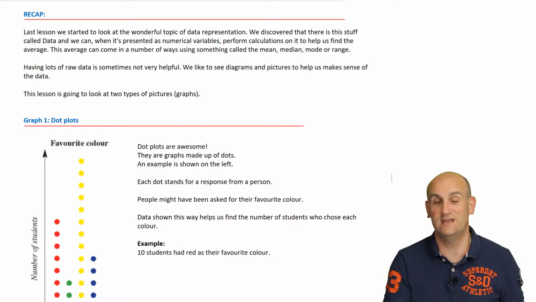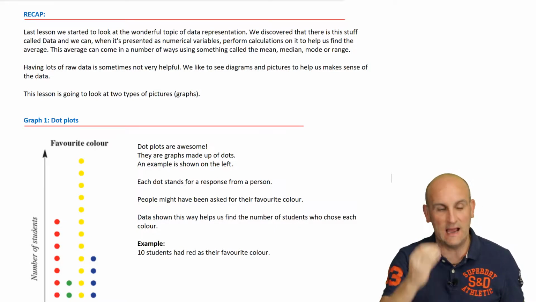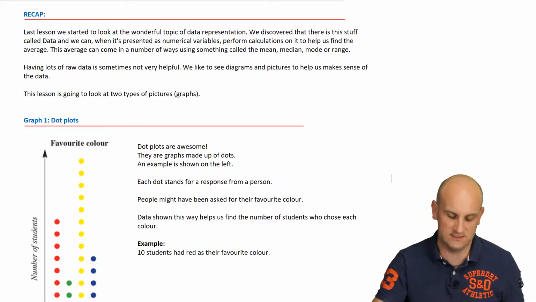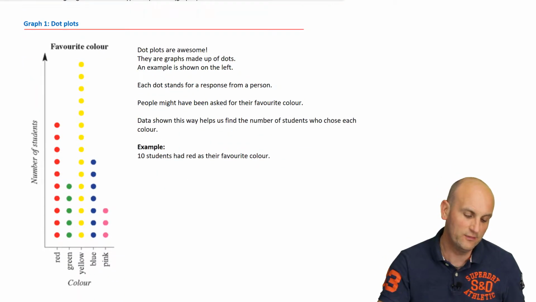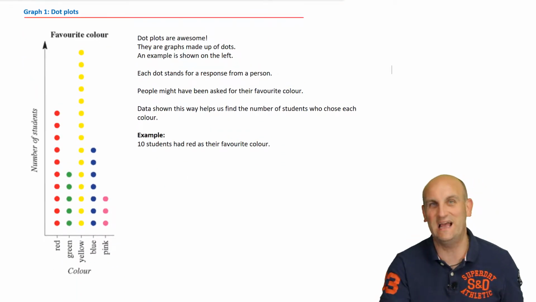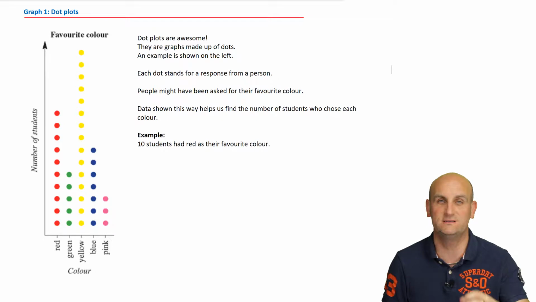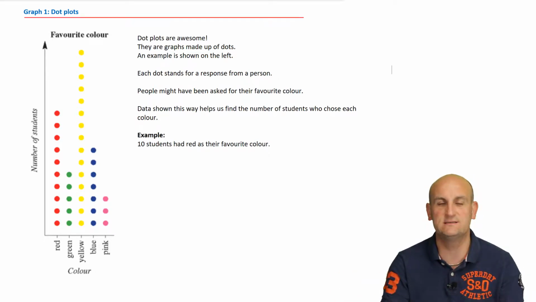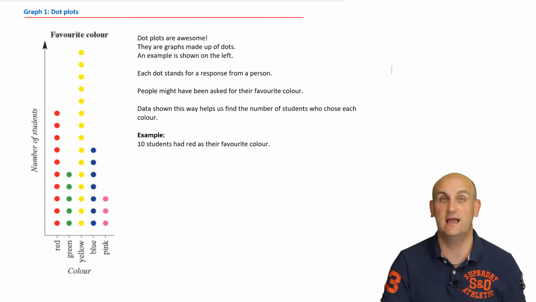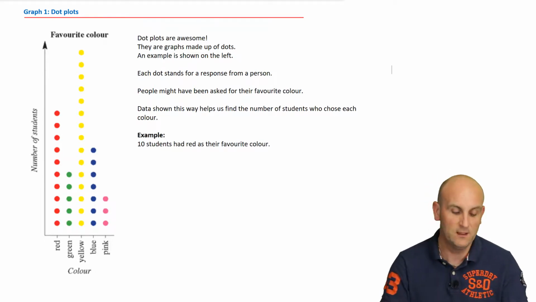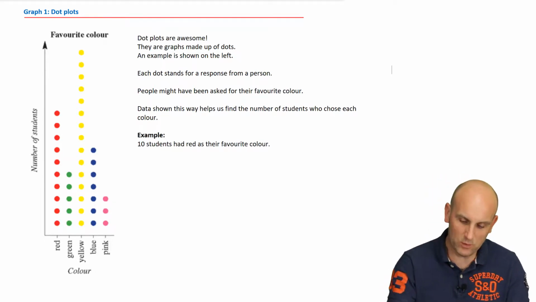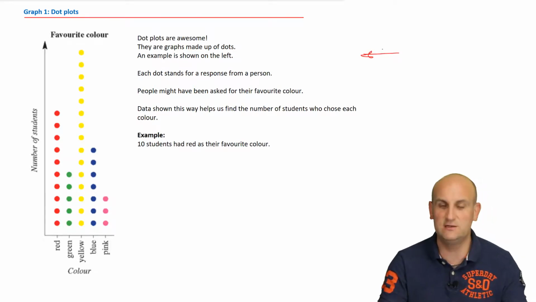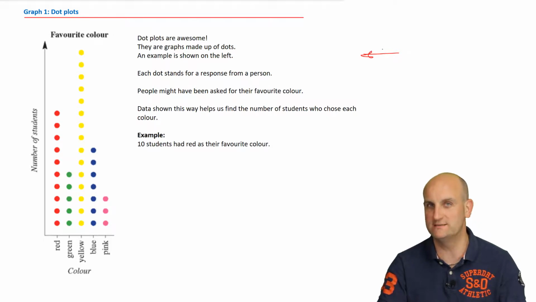But having lots of raw data isn't necessarily important to us. Our brains like color, they like pictures. And so, ladies and gentlemen, this video is going to be doing exactly that. It's going to look at how we can put data, all of those numbers and categories and all those types of things, into nice, easy to understand pictures called graphs. Now, the first one I'm going to deal with is what we have shown here. Yes, the dot plot. Now, why is it called a dot plot? Because it is a plot that is made up of dots.